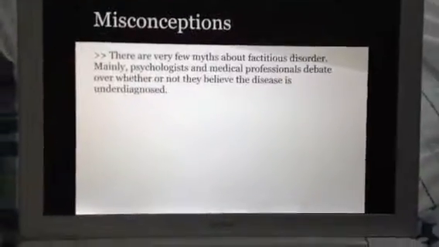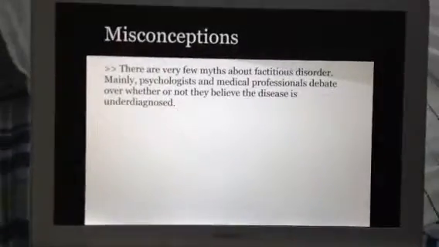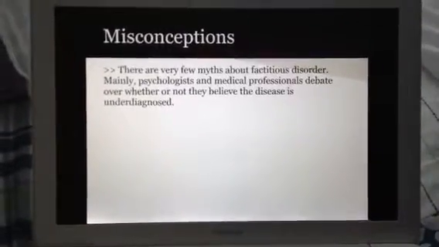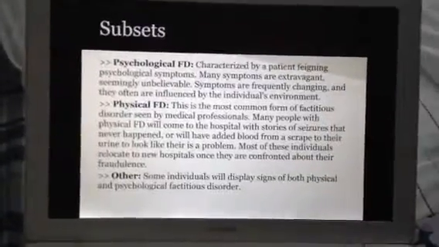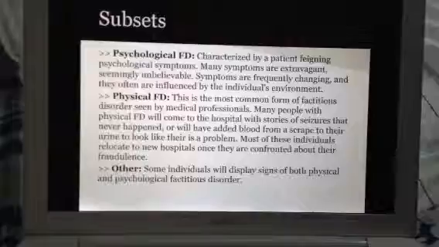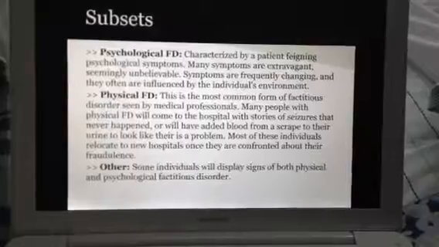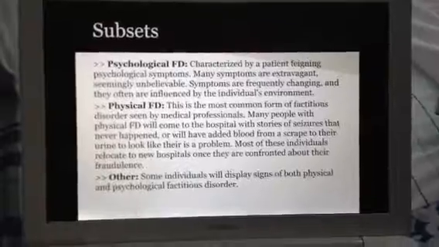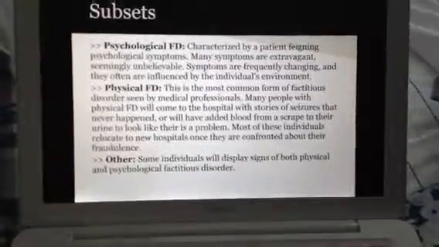There are not very many misconceptions about this disorder, but mainly medical professionals and psychologists debate whether or not this disease is underdiagnosed. Many people believe that this disease is underdiagnosed because doctors don't recognize the symptoms right away. There are different kinds of factitious disorder. The first one is psychological, where the patient feigns psychological symptoms, and the symptoms are extravagant and almost seem unbelievable. The symptoms frequently change and are usually influenced by the individual's environment.